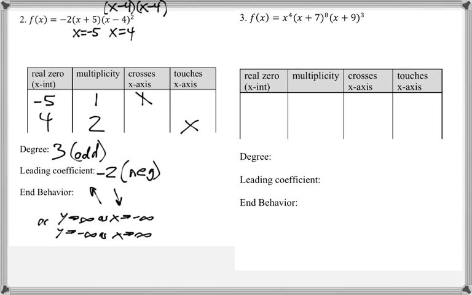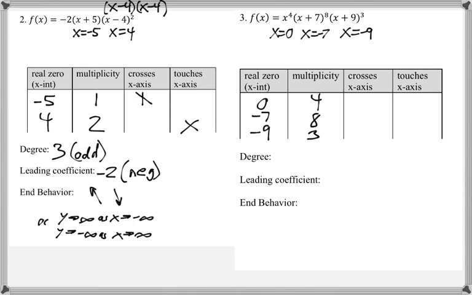The x to the 4th, that would give you x is equal to 0 if you were solving. X plus 7 to the 8th, that would give you x is equal to -7. And the x plus 9 will give you x is equal to -9. So I'm going to have 0, -7, and -9. 0 has a multiplicity of 4 because of the exponent 4. -7 has a multiplicity of 8 because of its exponent. And -9 has a multiplicity of 3 because of its exponent.